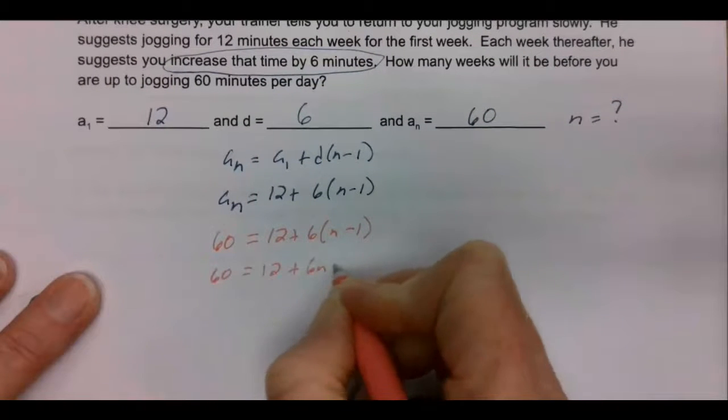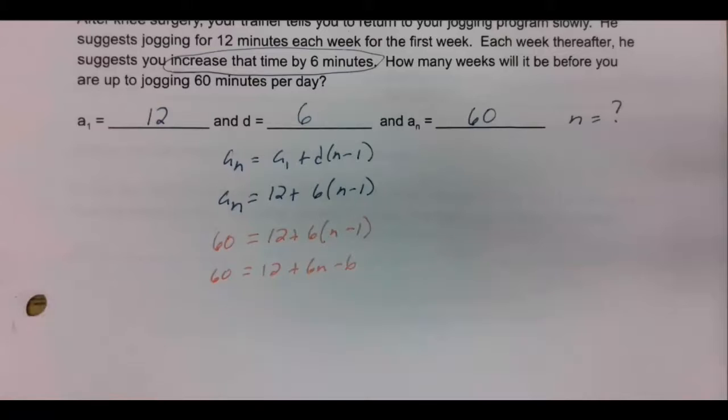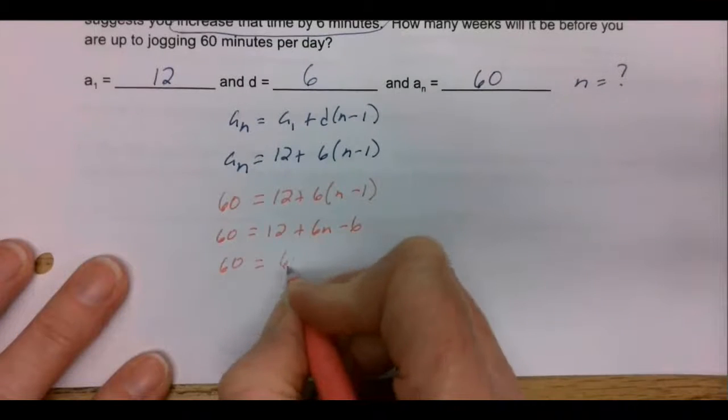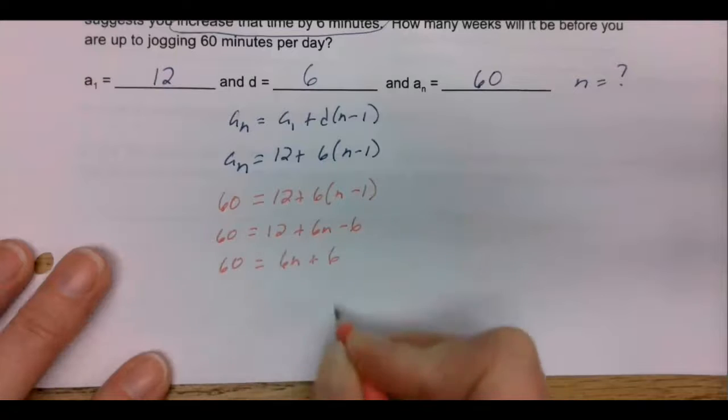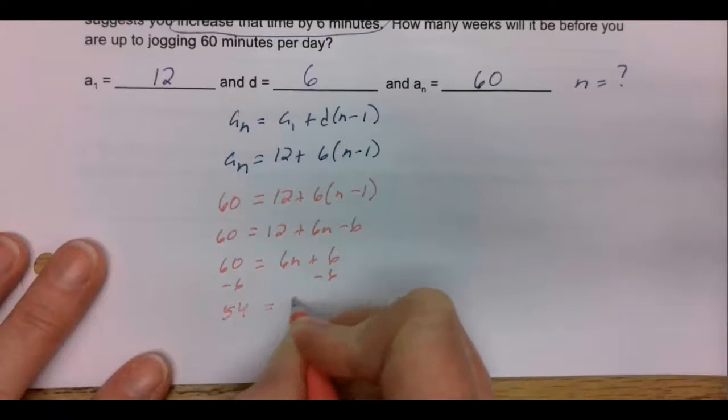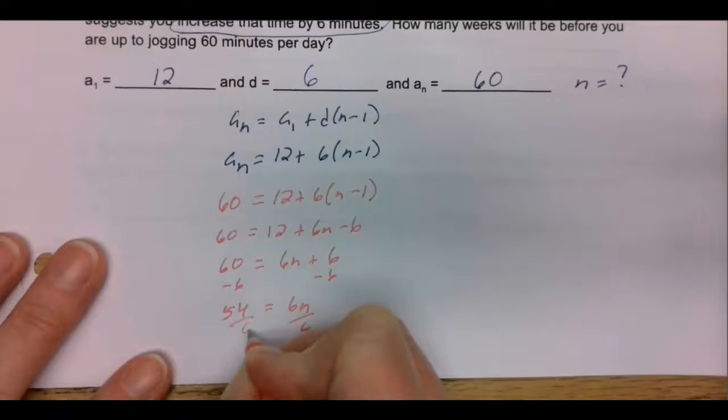Remember when I said solving equations is important and you need to be able to do it pretty easily? See how we just do it so much. Subtract 6. Divide by 6. 9 is equal to n.